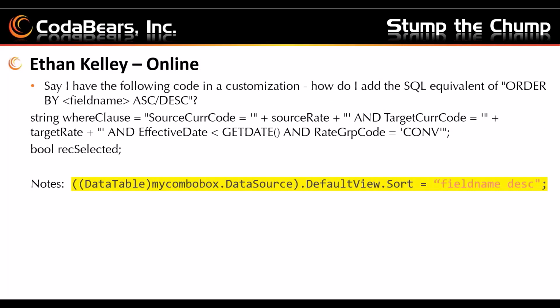Next one we have is from Ethan Keeley. I typed his name wrong here. He has the following code in a customization, and he's looking for the SQL equivalent to sort the data that comes back. The only thing I could think of is when you get the data table back from a BAQ or wherever you're running this where clause, just running the sort and telling it what field and what direction you want. Anybody else have a different way of doing that?